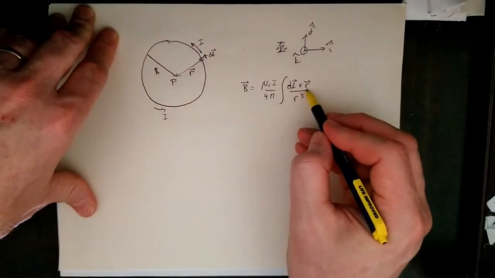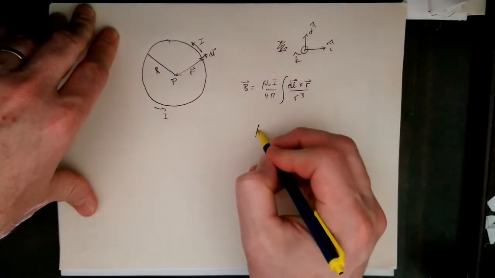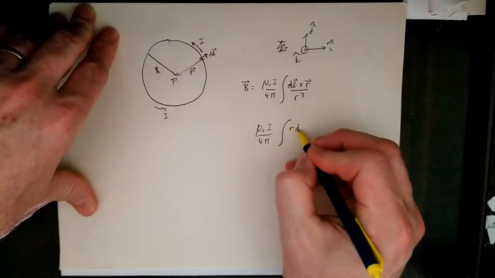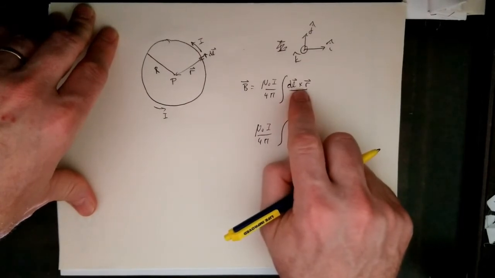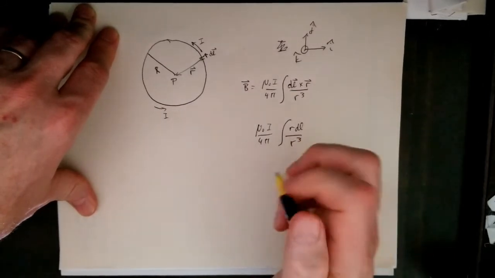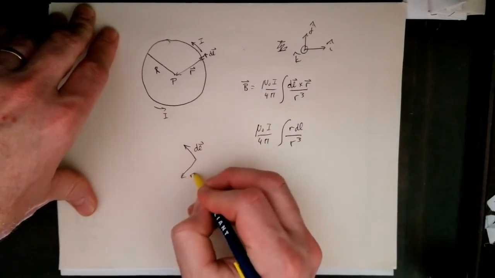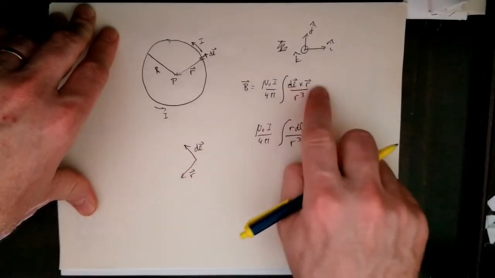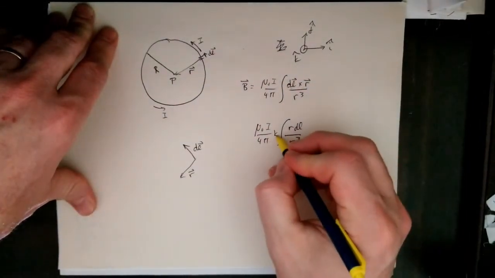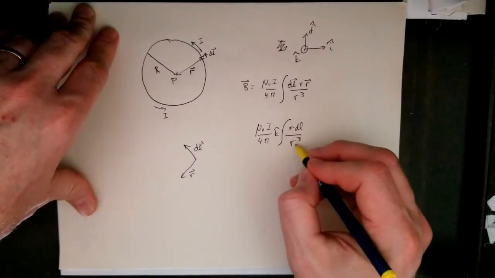So dl cross r, well, dl and r are perpendicular to each other. So mu naught I over 4 pi. So that just becomes r dl, because they are perpendicular to each other, it is just the product of the magnitudes over r cubed. Now the direction, I have dl going that way, my r is in that direction, so dl cross r, because that's the order, is up. So that would be the k direction. r over r cubed is 1 over r squared.